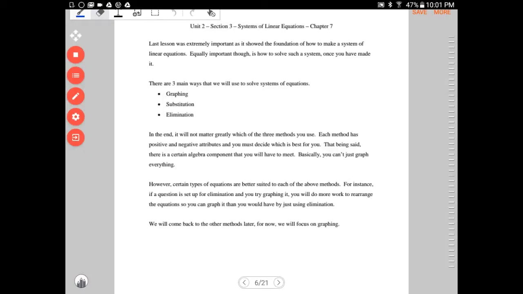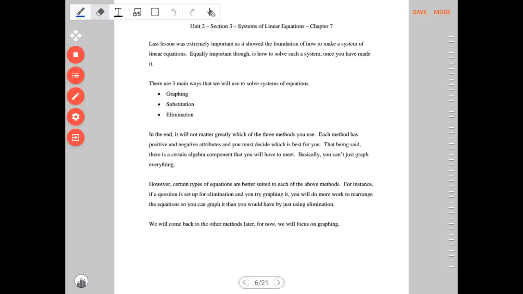Hi everyone. Last lesson was extremely important as it showed the foundation of how to make a system of linear equations. Equally important, though, is how to solve such a system once you've made it. There are three main ways we are going to use to solve systems of equations: graphing, substitution, and elimination. In the end, it will not matter greatly which of these three methods you use. Each method has positive and negative attributes, and you must decide which is best for you.